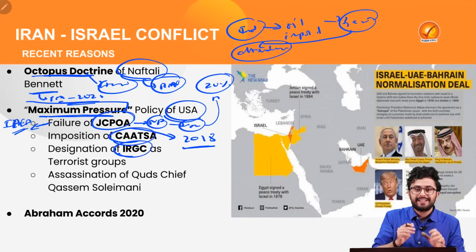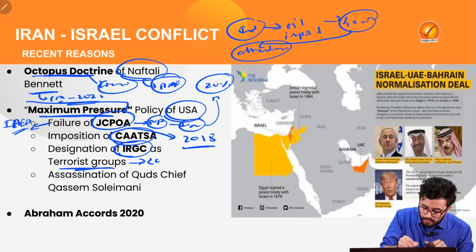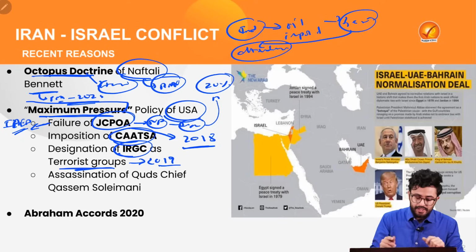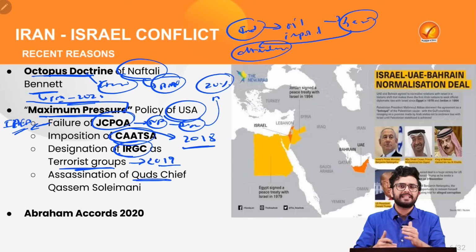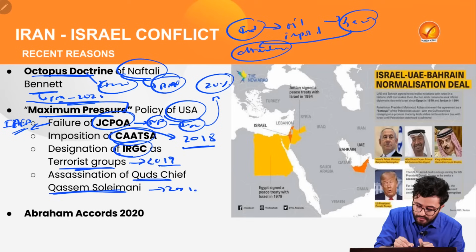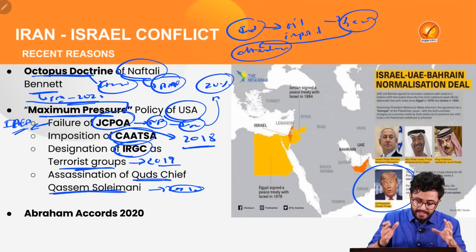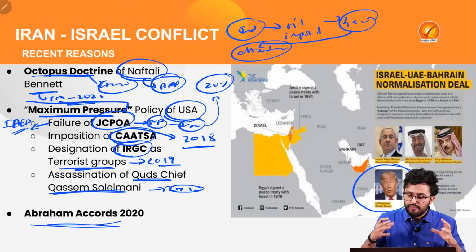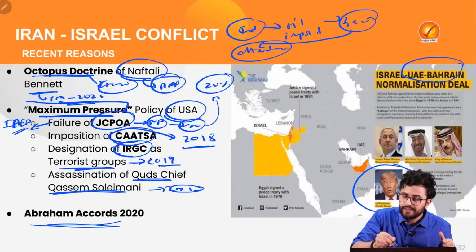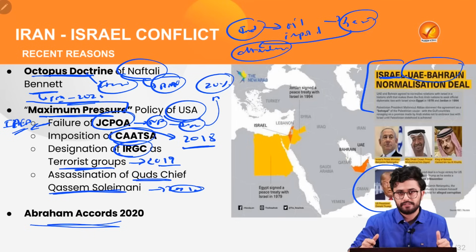Then the USA designated the Islamic Revolutionary Guard Corps as a terrorist group in 2019 and further played a pivotal role in the assassination of the Quds chief, Qasim Soleimani, in the year 2020. Quds is basically a paramilitary organization of the IRGC. In the very same year, the USA played a pivotal role in the Abraham Accords of 2020, which were signed to normalize the relations between Israel and Gulf states such as the United Arab Emirates and Bahrain, thus further strengthening the anti-Iran axis.